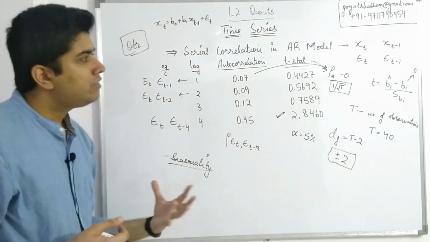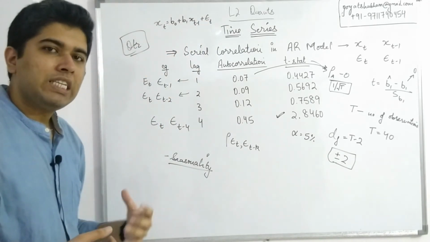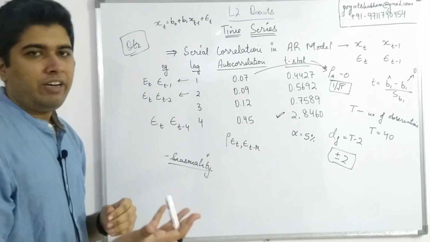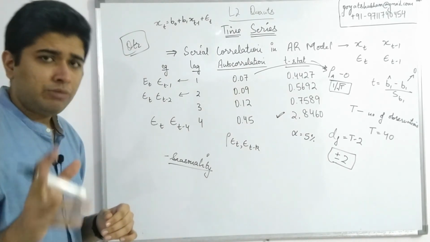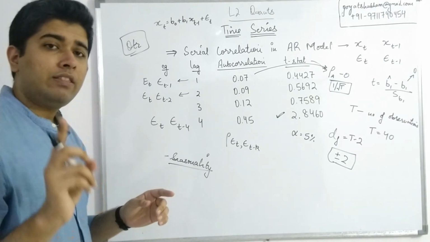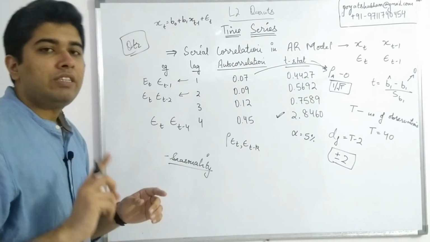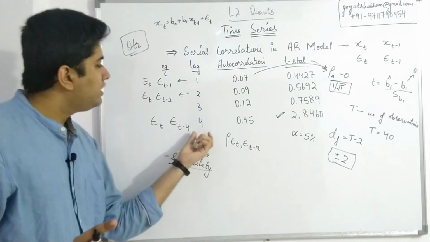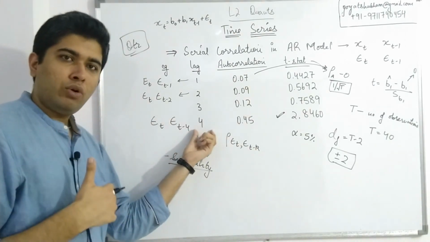What best way do I have to modify it is I will add another independent variable, which would also be a lagged version of the dependent variable. Only this time, the lag would represent the seasonal element. So I know that seasonality is existing at a lag of 4.